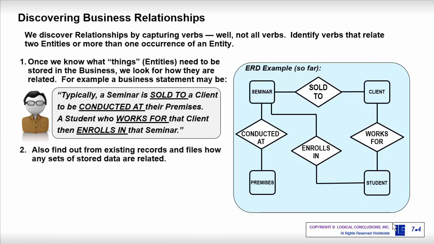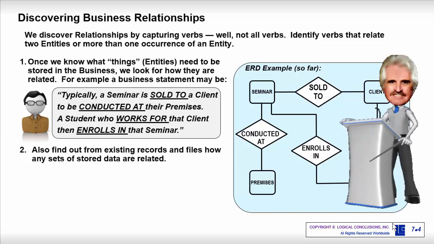We can also find out from existing records and files how any sets of stored data are related. For example, look for index cards or local computer spreadsheets and contract lists linking two sets of data that are now recognized as entities. We can even find relationships by seeing that two columns are associated on a report.